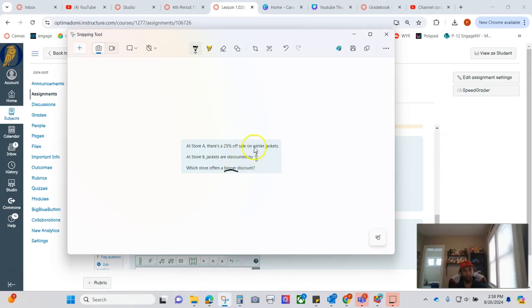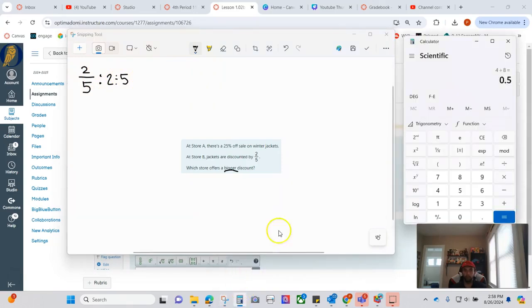Now, I can't compare these because these numbers are in different forms. Maybe if I turn both of these numbers to decimals, then I could see which one is bigger, which store has the bigger discount. So let's start by turning 2/5 into a decimal, just because we've already turned a lot of fractions into decimals today. To turn any fraction into a decimal, you can do top number divided by bottom number. And let's use our handy dandy calculator for that.